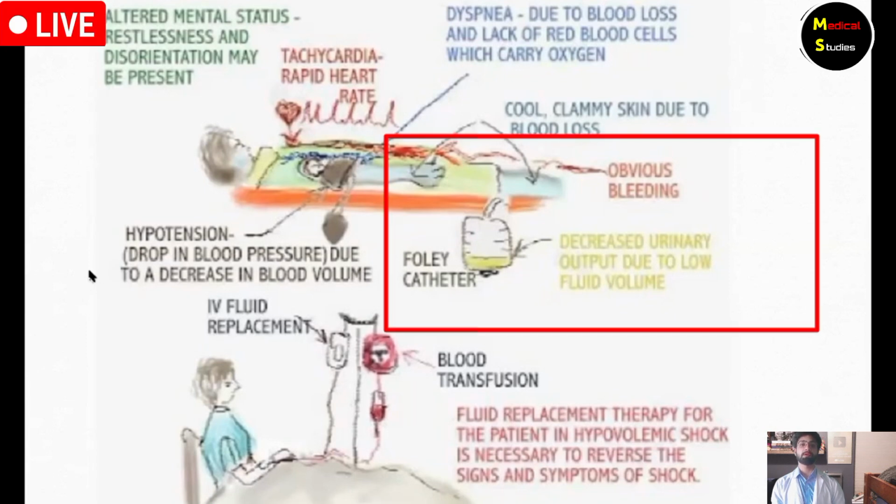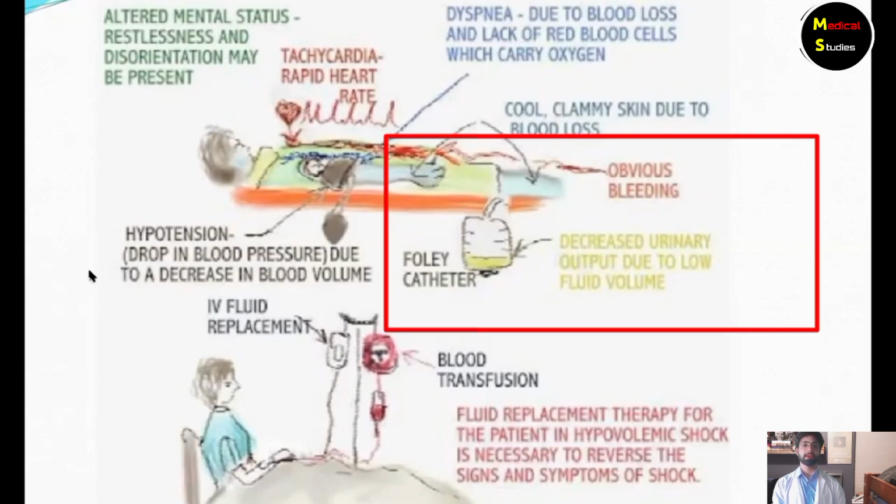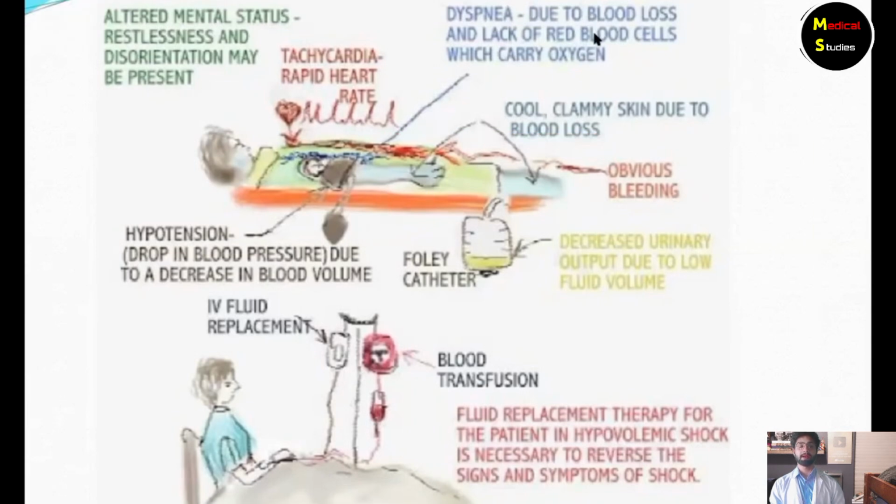So when we look at the Foley's catheter of a patient, if there is a good amount of urine, you will be very happy in this type of people. But if the urine output is less, probably the patient has already developed renal failure. Got it? And regarding the treatments here, there are two important therapies.